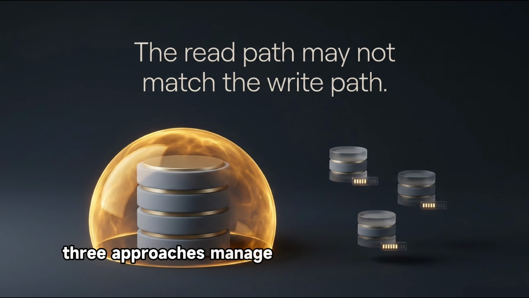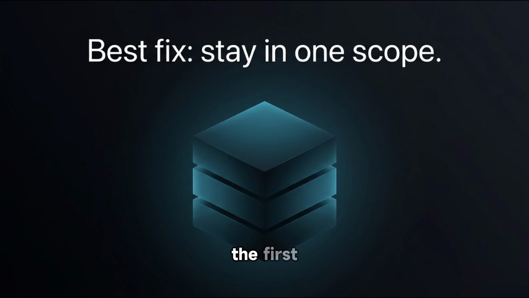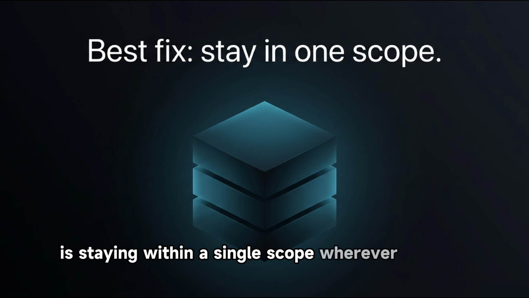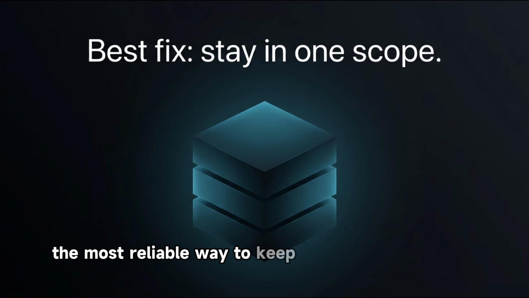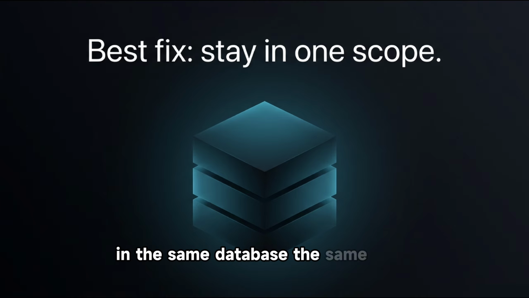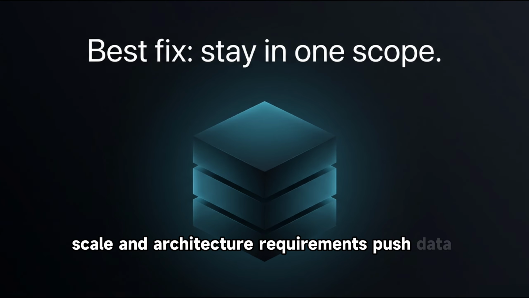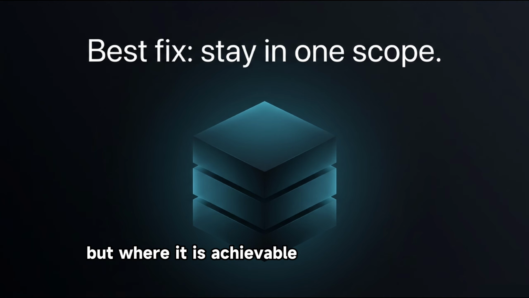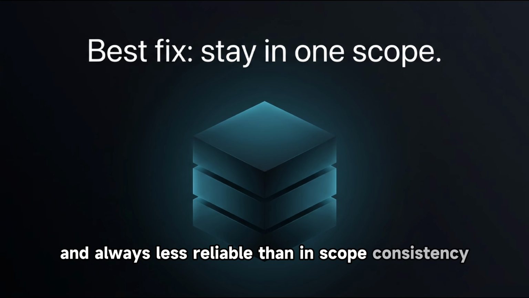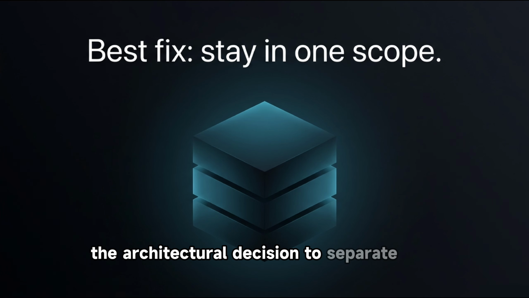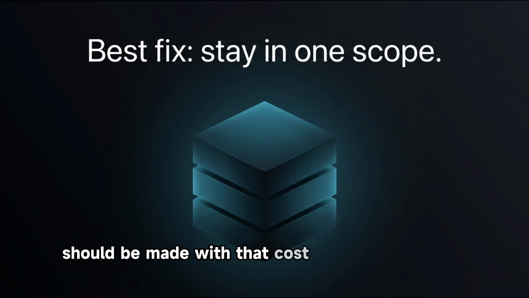Three approaches manage cross-scope operations. The first is staying within a single scope wherever possible. The most reliable way to keep two things consistent is to make them one thing, in the same database, the same table, the same transaction. This is not always achievable. Scale and architecture requirements push data apart, but where it is achievable, it is the right call. Cross-scope consistency is always harder and always less reliable than in-scope consistency. The architectural decision to separate data should be made with that cost clearly understood.